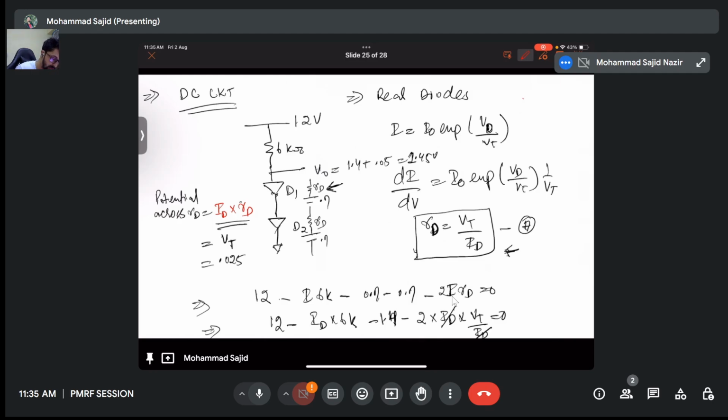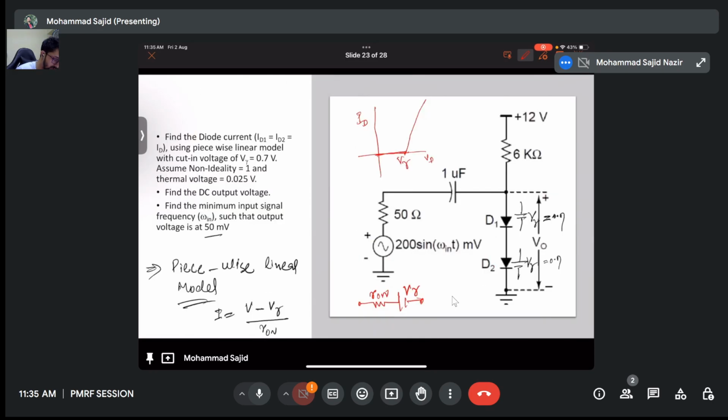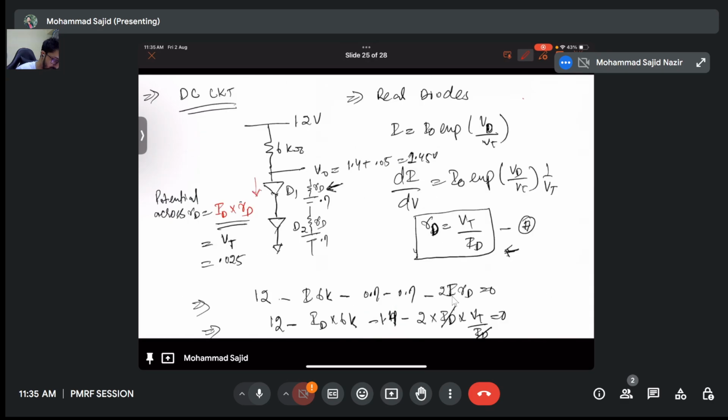Now let's see how we can draw the equivalent circuit. So the DC circuit is simple. This is 6 kilo ohm and D1 and D2 in this direction. And we treat them as real diodes. So 0.7 volt is given as the cut-in voltage, and we can draw it as 0.7, and this is RD and RD.